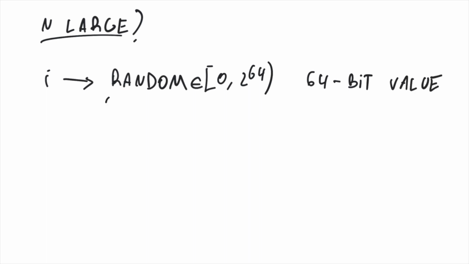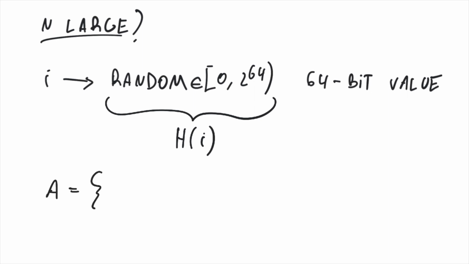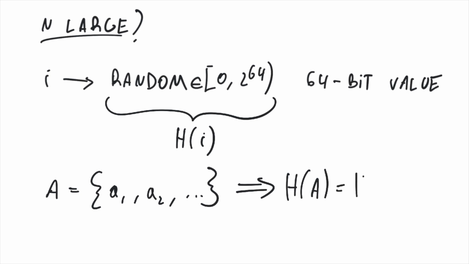So you see, the random value that we choose is nothing else than a hash for the element. Then, if a set A contains elements A1, A2, and so on, it is assigned a hash, and this hash is nothing else but the hash of A1 XOR the hash of A2 XOR until the end. Then each set is represented by a number, a hash of its elements.